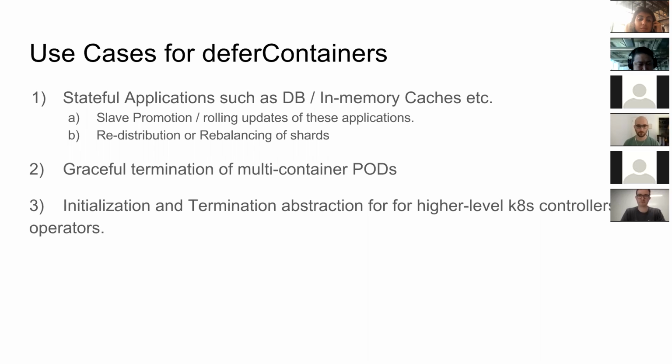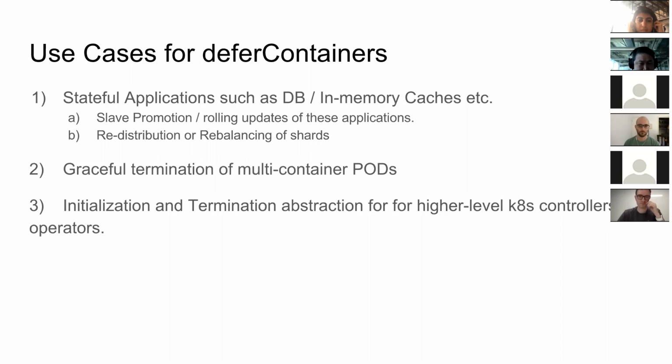So I want to present 3 simple use cases, which I believe are only possible to achieve using something like deferred containers, and which are not possible to implement using pre-stop hooks. The first use case is stateful applications such as a DB or in-memory store. There are 2 sub-use cases: either you have to do a slave promotion during the termination, or you have to do a rebalancing of your shard. If your application is a sharded application, then when you're terminating, you will have to rebalance the keys. The other one is performing a graceful termination for multi-container pods.